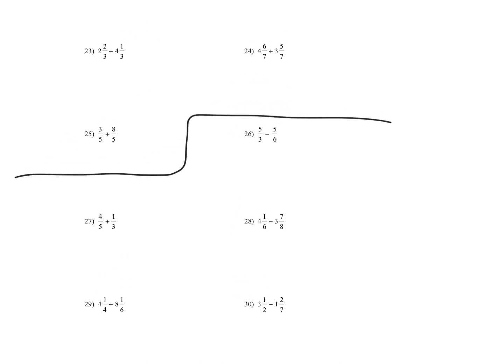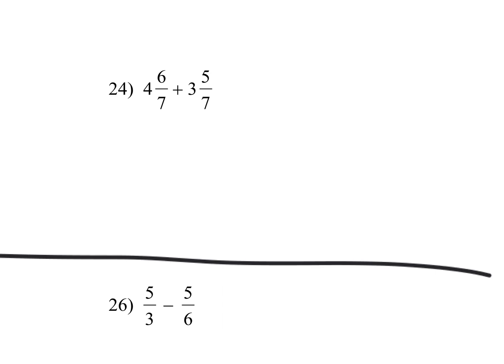Let's look at number 24. What do we do when we have mixed numbers with adding and subtracting? Do we change them into improper fractions? No. With adding and subtracting fractions, do not change them into improper. What do we do instead? You add the whole numbers together and then you add the fractions together.